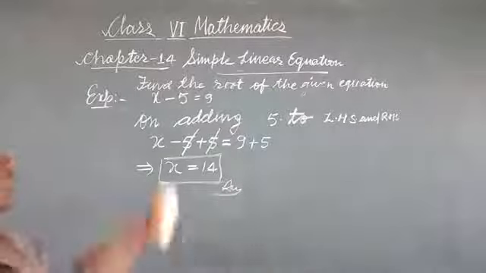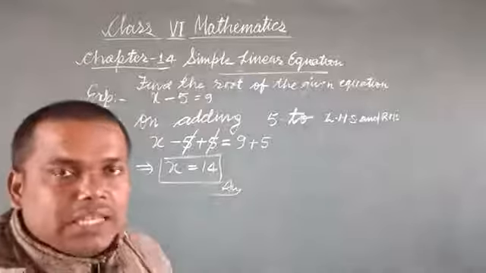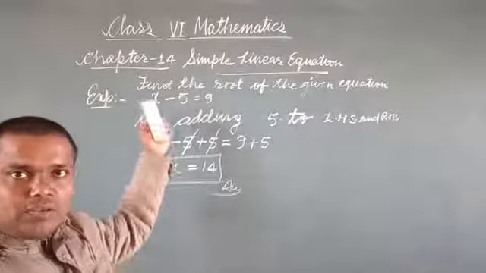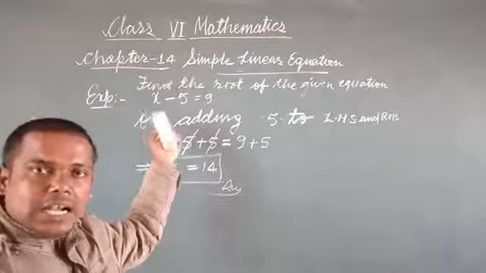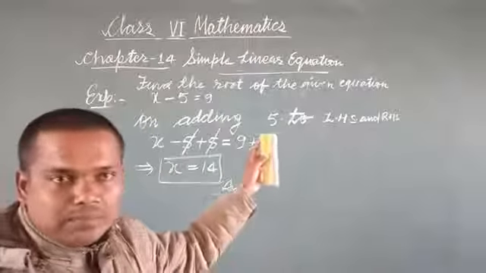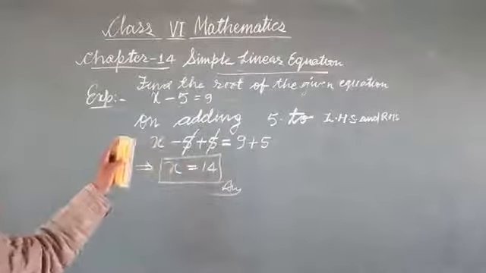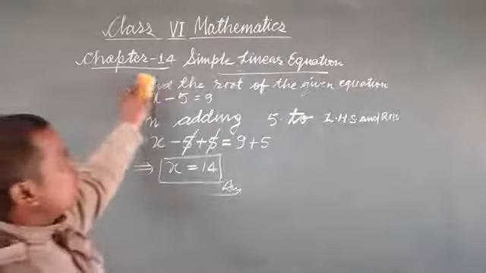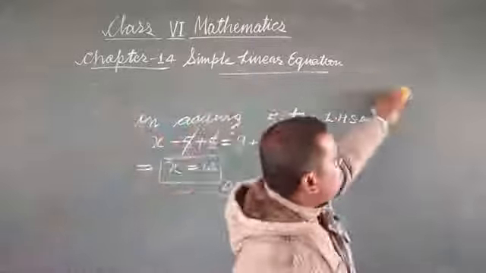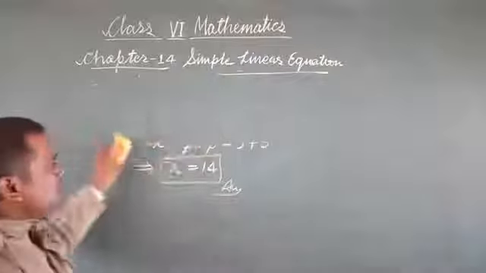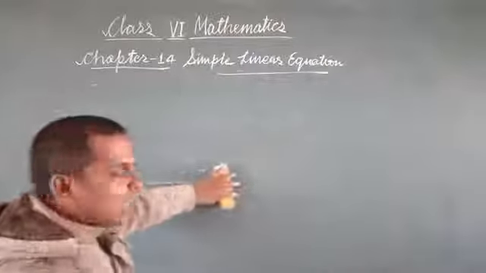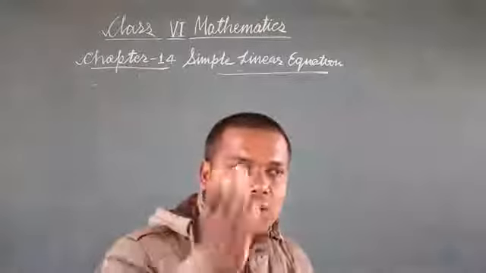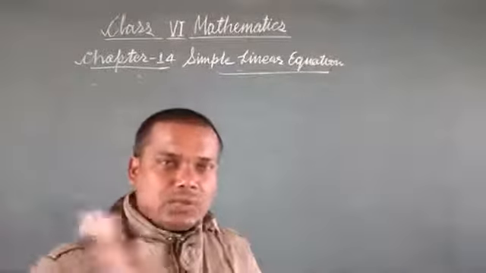Similarly, if we have a product here, we can divide. If division means the coefficient is a divisor, then we will multiply. That we have discussed in exercise 14.1. Now in exercise 14.2, we have calculated the value of variables with transposition of the term. Means we have transposed the term from left side to right side and right side to left side.